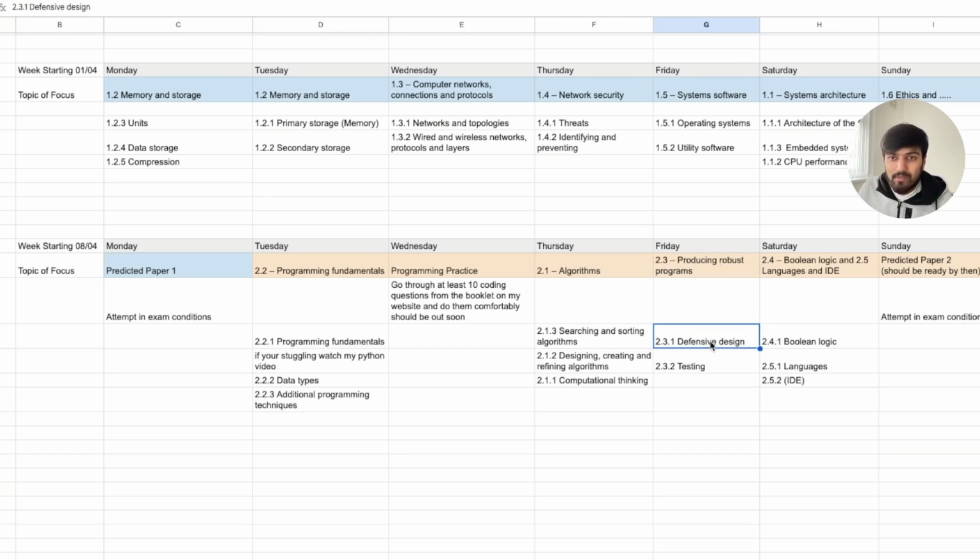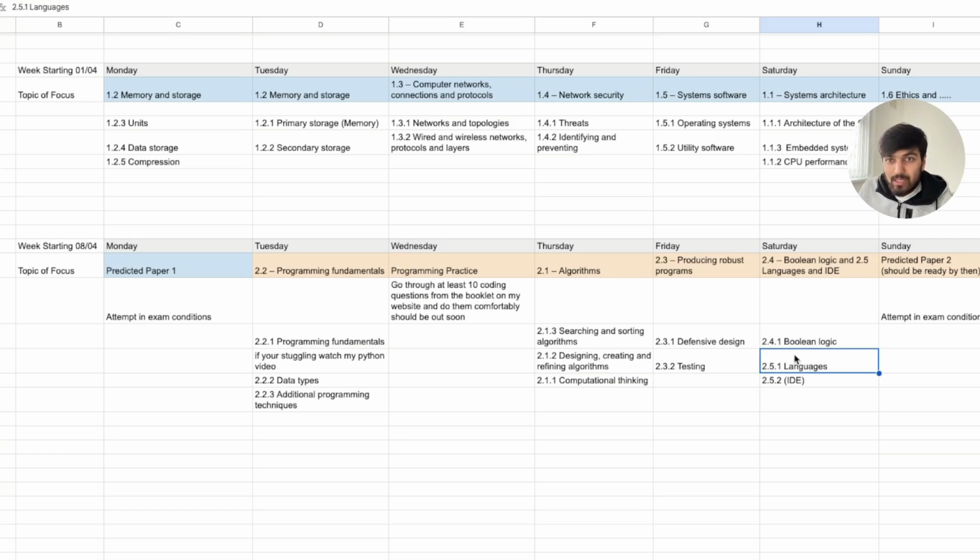Friday, producing robust programs. This includes defensive design as well as testing. So these ones are pretty new, but try and have a go at the topic-wise questions. And 2.4, Boolean logic. So make sure you know your AND gate, NOT gate, OR gate, and your truth tables for all of them. Again, I've made a video going through 3 of them, so go check it out and make sure you know how to combine them as well. Again, use my topic-wise exam pack to focus on that.